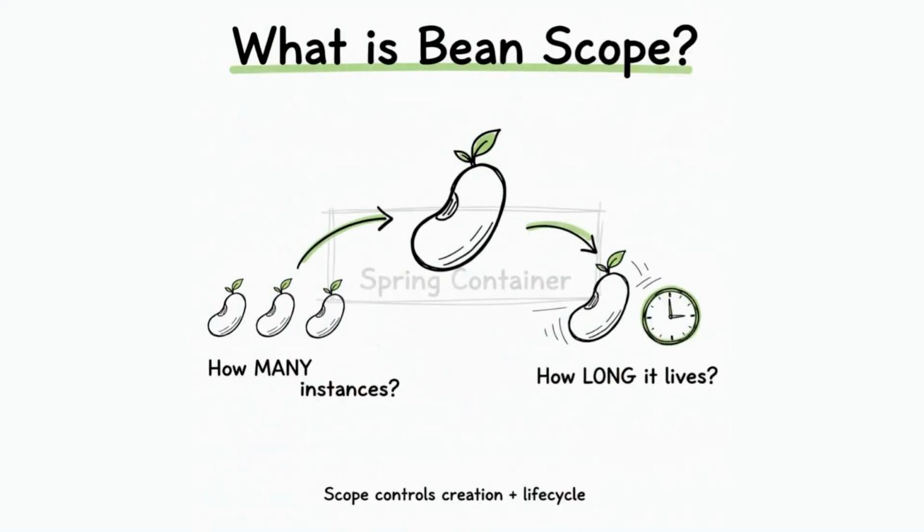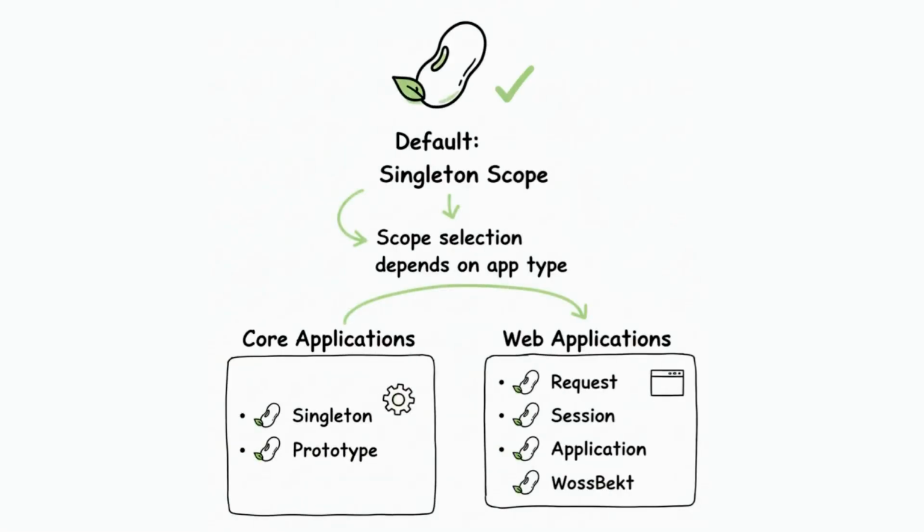What are bean scopes? In Spring, a bean scope decides how many instances of a bean Spring creates and how long each instance lives. By default, every bean you create is a singleton, but Spring provides multiple scopes depending on whether you are building a core app or a web application.